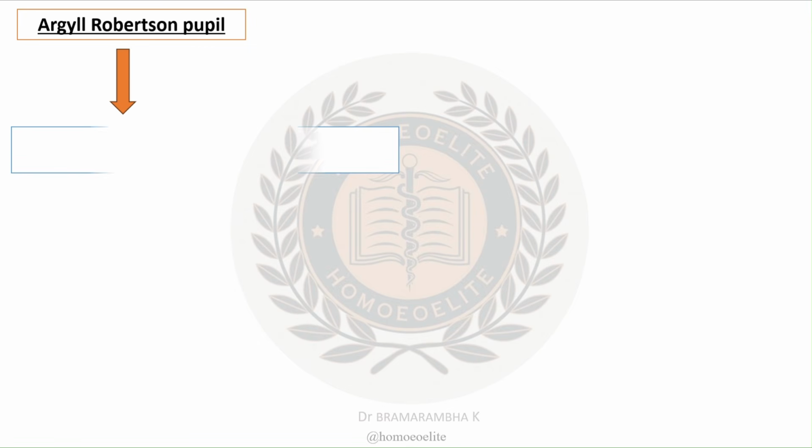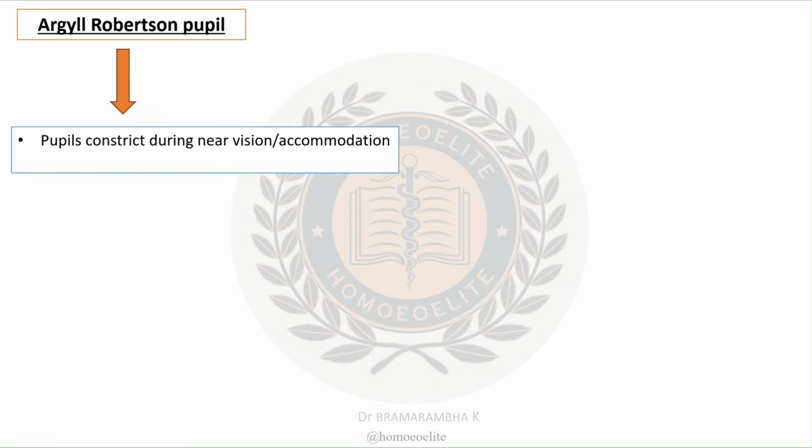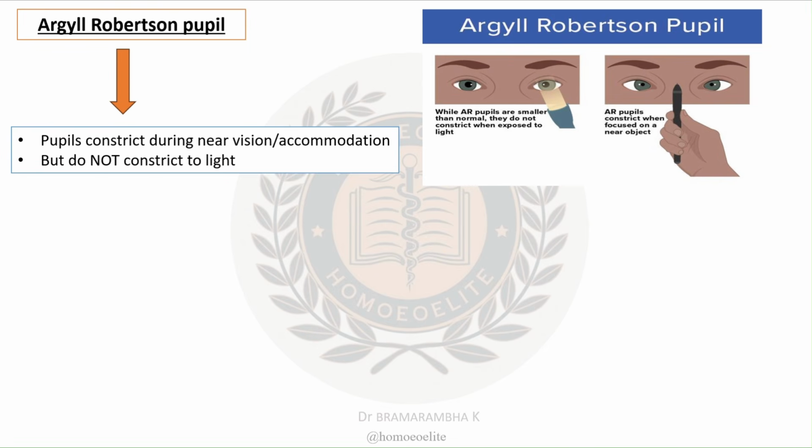Argyll-Robertson pupil. Here what happens is the pupil constricts during near vision or accommodation, but does not constrict to light. So pupils constrict whenever there is near vision, when they have to focus on something nearby, but whenever they are exposed to light, the pupils do not constrict.